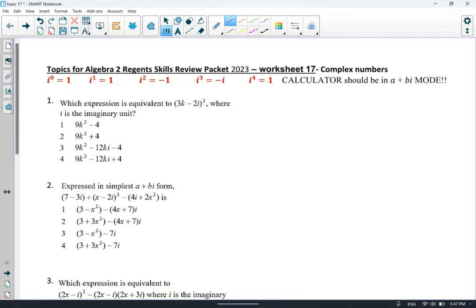In this video, I'm going to go over a couple of problems from topic 17 on complex numbers. A complex number is a number that contains a real piece and an imaginary piece that's either added or subtracted. So in order to do complex numbers, you do need to know the I clock.